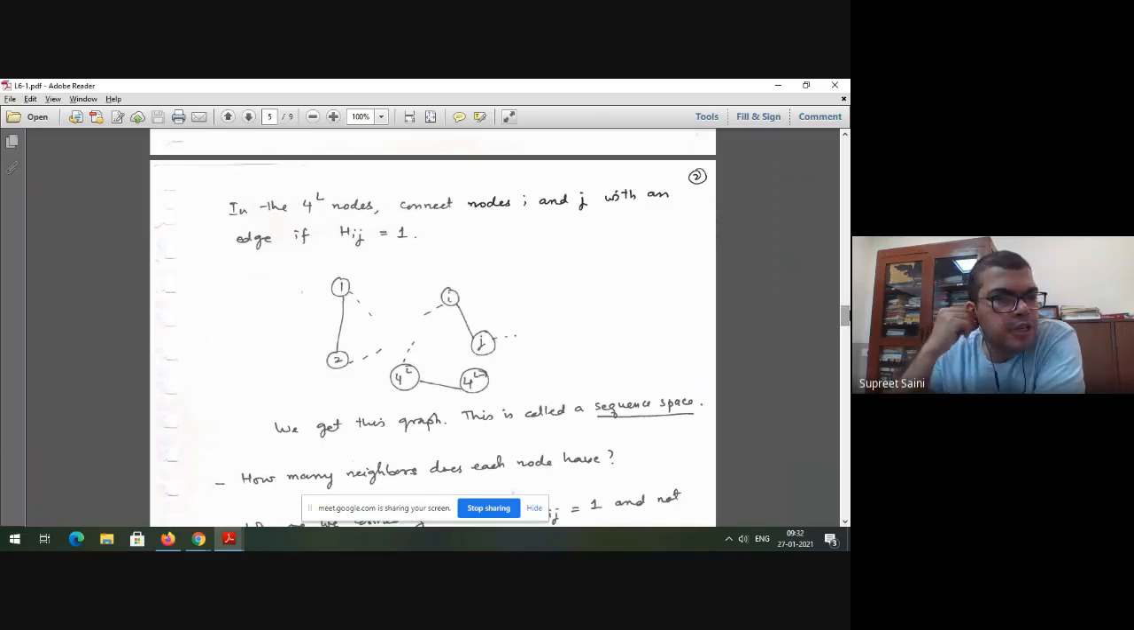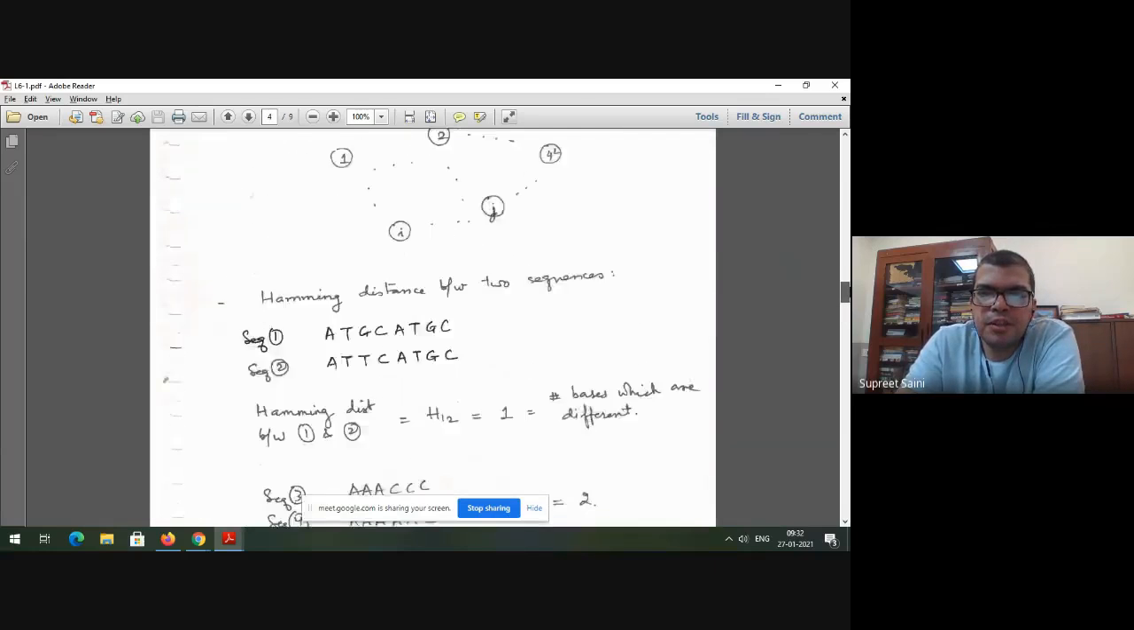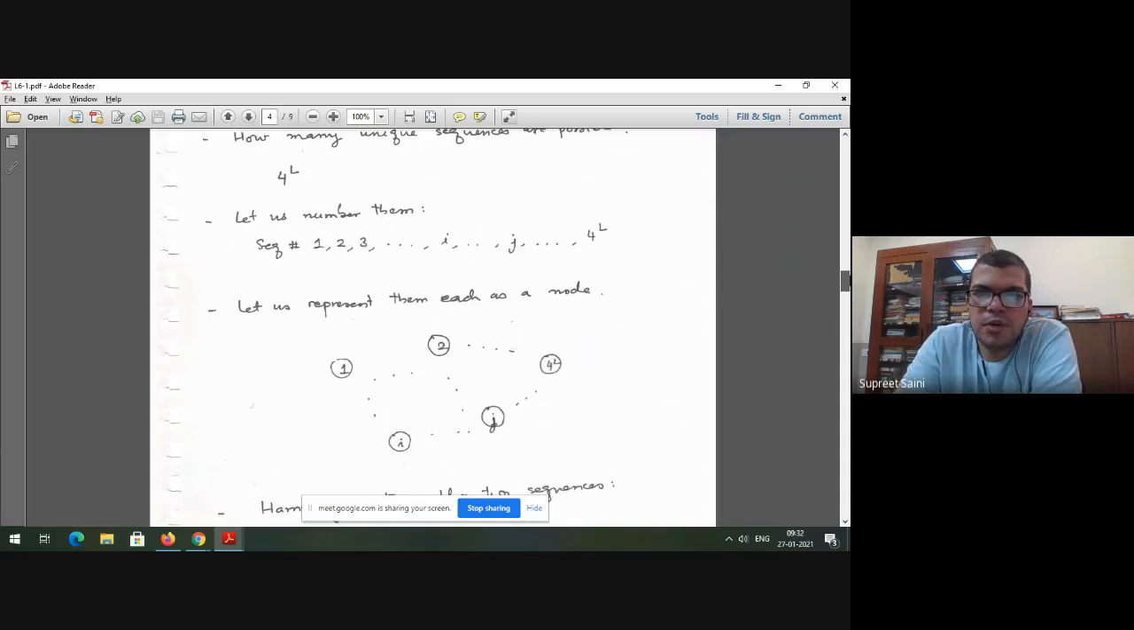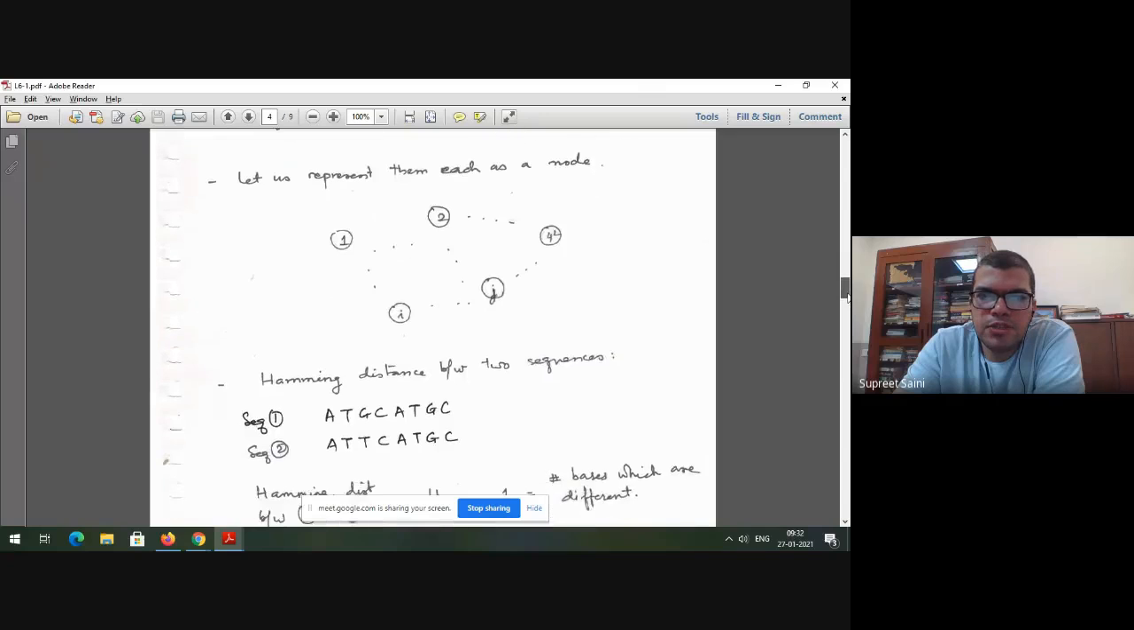So what you should be familiar with already is the fact that we started with this hypothetical sequence of length L. We saw that there are 4 to the power L such sequences possible. We numbered them, and each of these sequences of length L has a number starting from 1 going all the way up to 4 to the power L. Then we represented each of these sequences as a node.